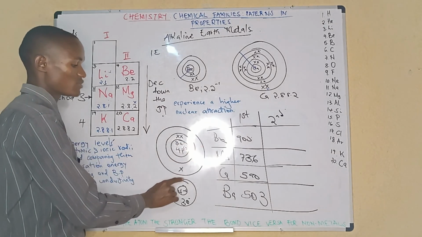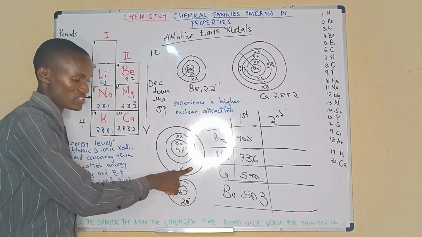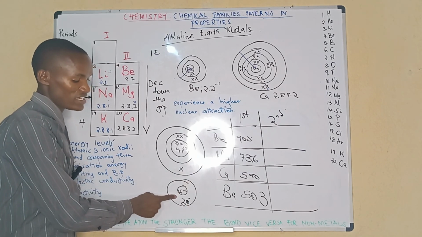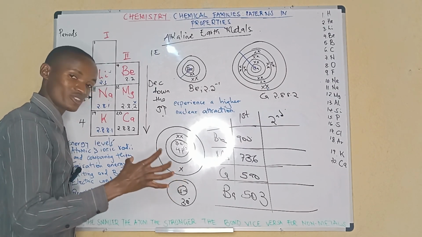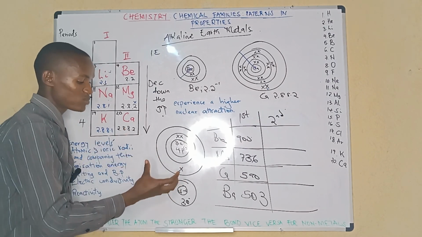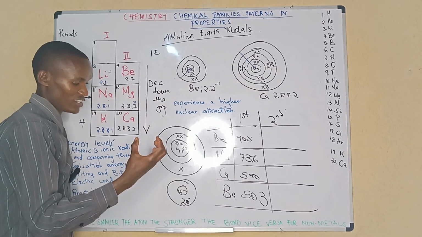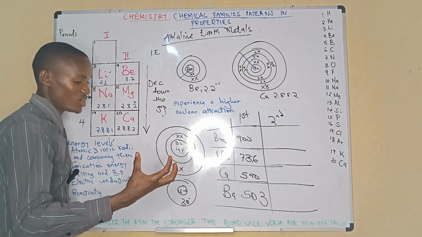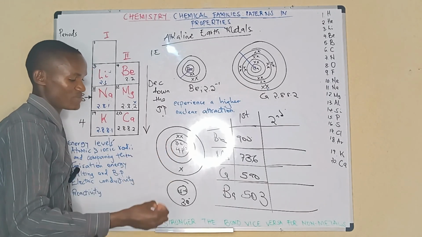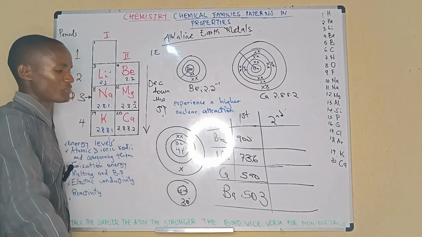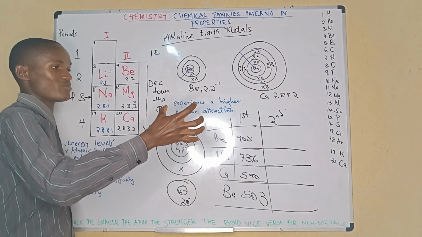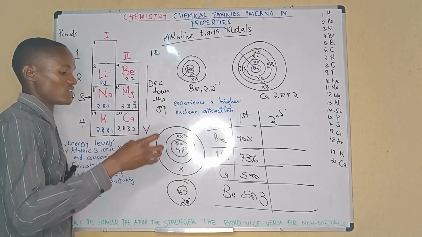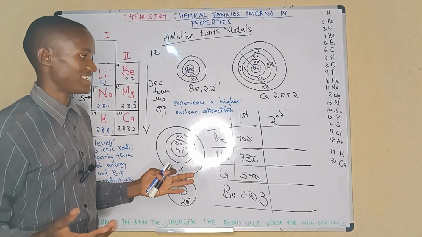Because the first one is removing this one, which has been removed. The second one now is coming for another electron here. But remember, this time they are being pulled even more. And since they are being pulled more, it means even more energy will be required for it to be removed. Now you're coming for another electron and I'm pulling my electrons even more. Therefore, you will require more energy.